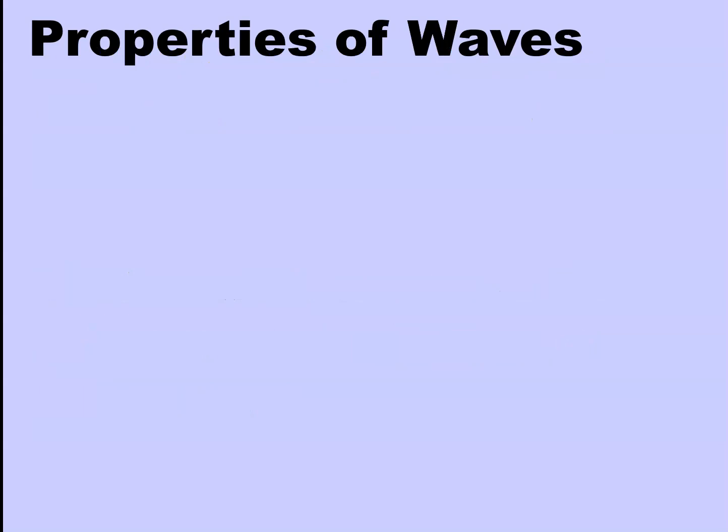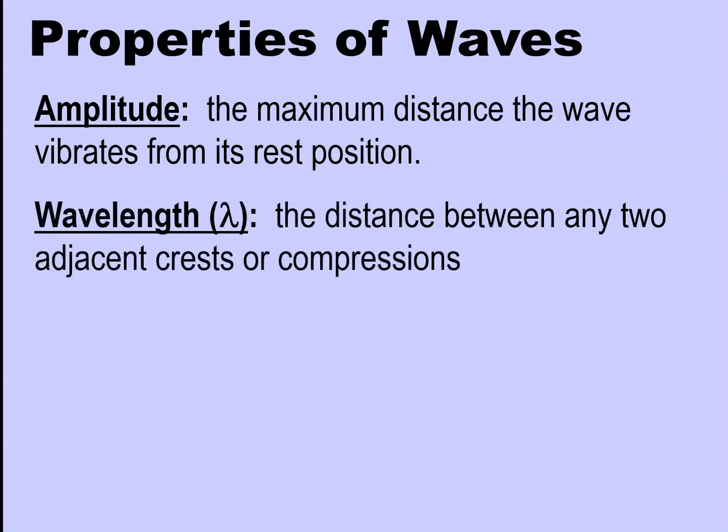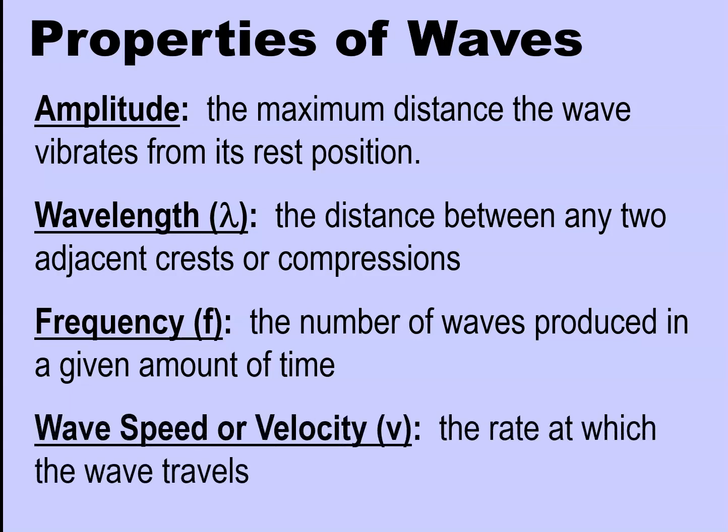Let's talk about some properties of waves. They have an amplitude. This tells us the maximum distance the wave vibrates from its rest position. The wavelength, which is symbolized by lambda, is just the distance between any two adjacent points on a wave. Usually those points will be crests or compressions, but it could be any two points that are adjacent to one another. Next, we have the frequency, which is symbolized by lowercase f. This is the number of waves produced in a given amount of time. And we have the wave speed or velocity.